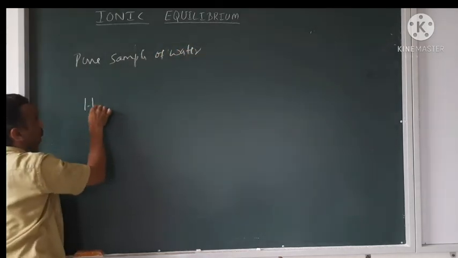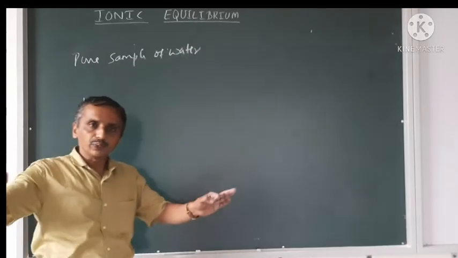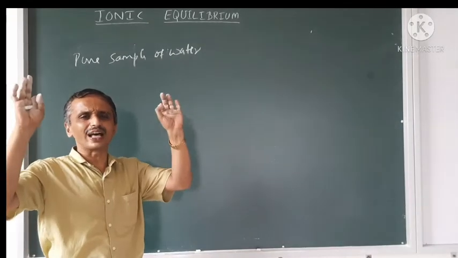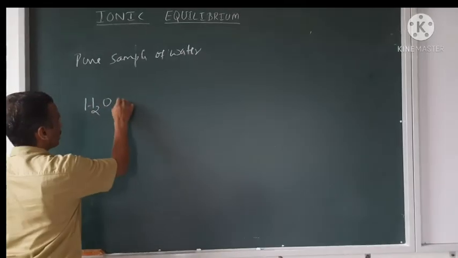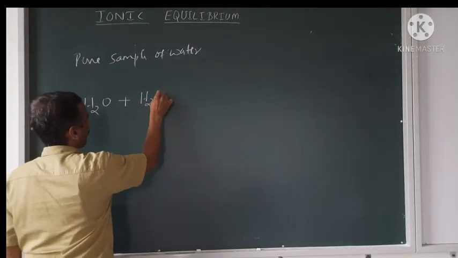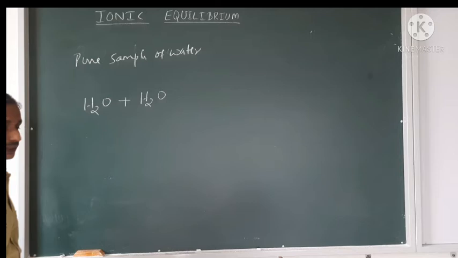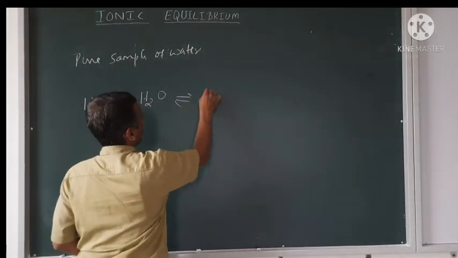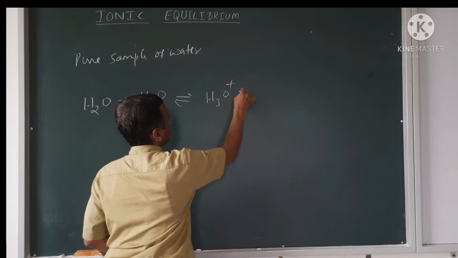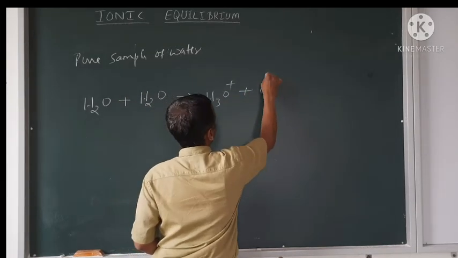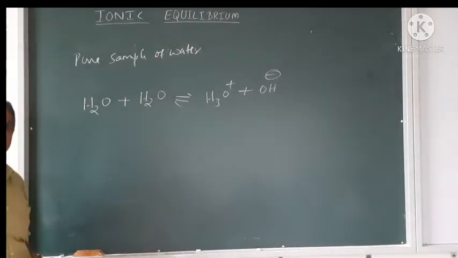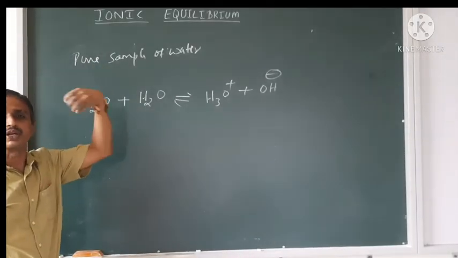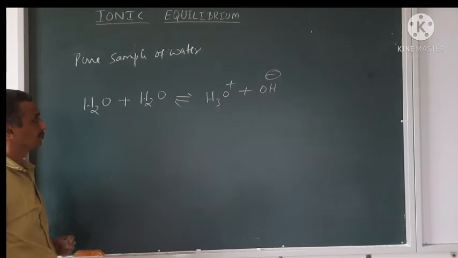H2O. Even though it is very pure, it has a little tendency of ionization. So, H2O and another H2O. Because of this, the water molecules present have the tendency to get ionized. What we get is H3O plus and OH minus. And we call it autoprotonation of water. In the previous video I mentioned this, autoprotonation or self-protonation of water.